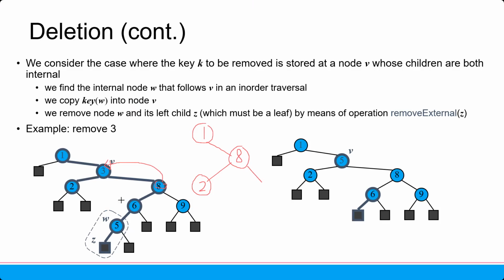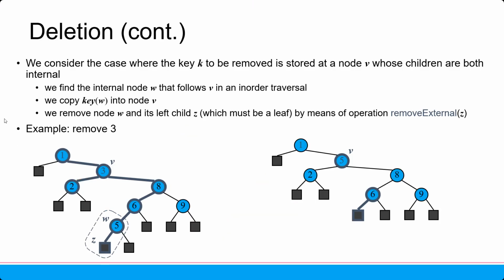And what if we put 2? We remove 3, so now 2 is here, and then we have 8, and then we have 6 and 9, and so on. Is it possible? This is also another possibility.